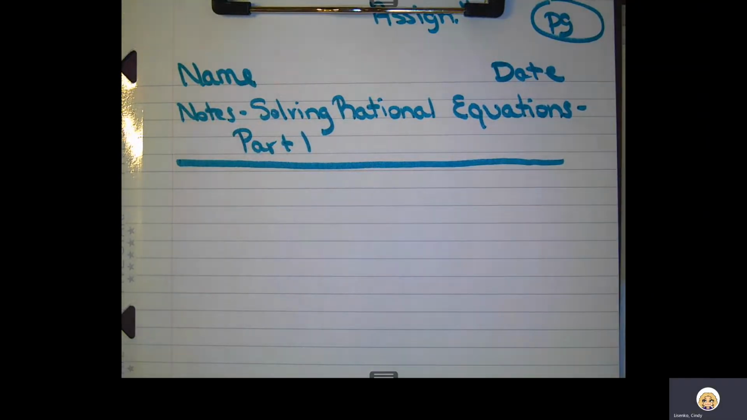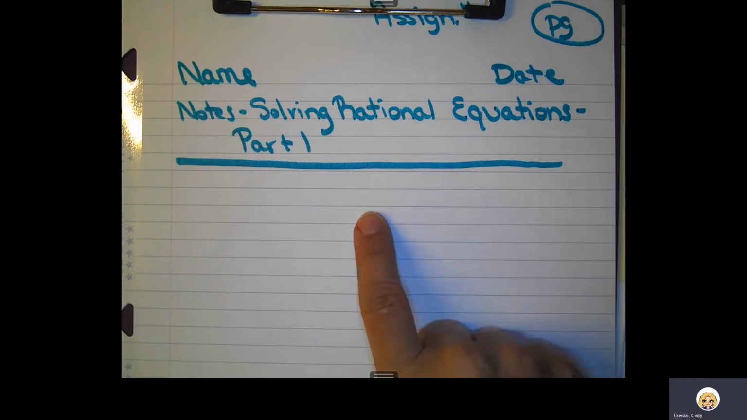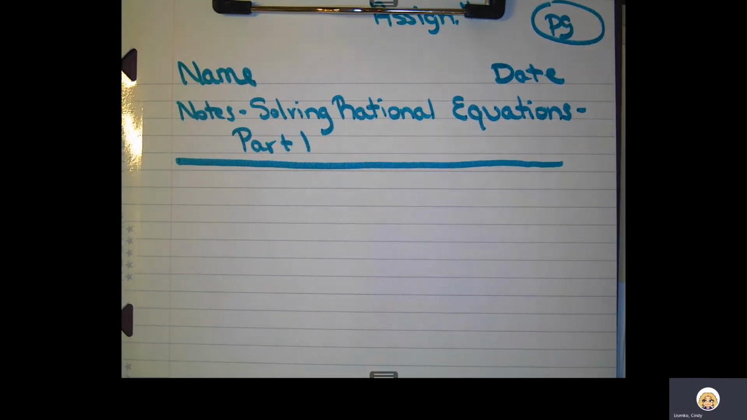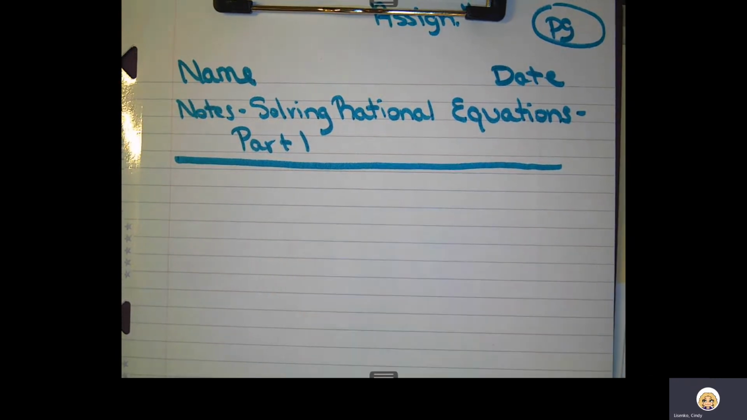In these notes, we're going to learn how to solve equations that involve fractions. So that's why it says solve rational equations. We're going to break this up into 2 lessons. So this is going to be part 1. So please make sure you have your heading on here.